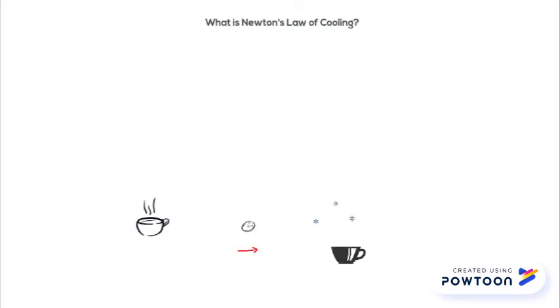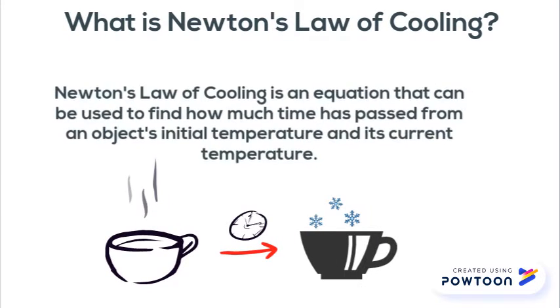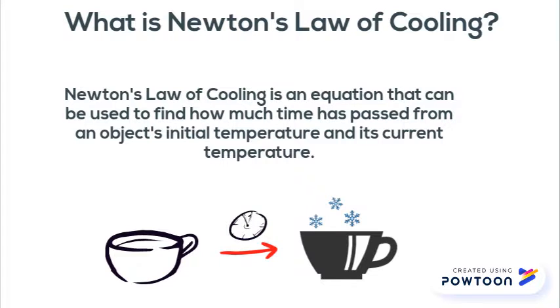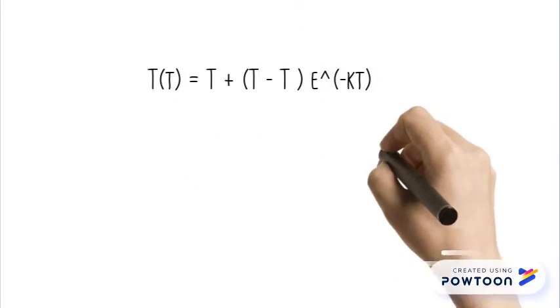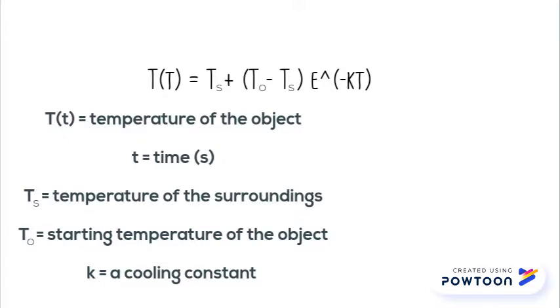So, what exactly is Newton's law of cooling? Newton's law of cooling is an equation that can be used to find how much time has passed from an object's initial temperature and its current temperature. This is the equation for Newton's law of cooling. Capital T of lowercase t equals temperature of the object, lowercase t equals time, T of S equals temperature of the surroundings, T of O equals starting temperature of the object, and K equals a cooling constant.